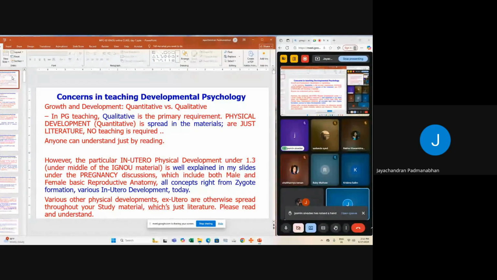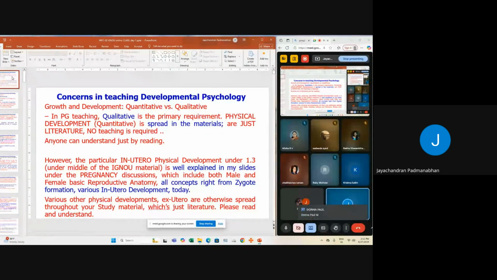So growth and development. Growth and development, quantitative versus qualitative. In PG teaching, qualitative is the primary requirement. Physical development, quantitative. For example, at 1.5 years old, what should be the height, weight, etc. That anybody can read and understand. It is spread in the materials or just literature, no teaching is required. Anyone can understand just by reading.